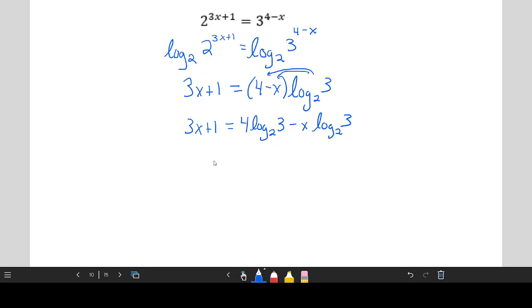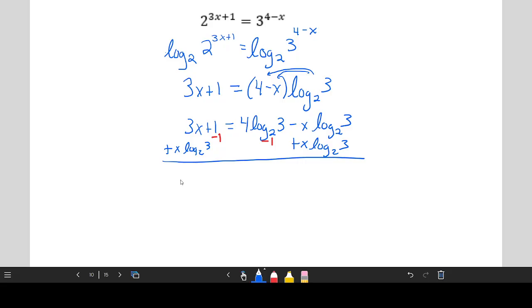So just like solving any other equation, if you're solving for x, you want to get the terms with x together on one side, and the terms that don't have x, the terms that are just numbers, on the other side. So I'm going to add x log base 2 of 3 to both sides so that my x terms are both on the left, and at the same time I'm also going to subtract 1 so that I don't have that constant term on the left with my x terms.